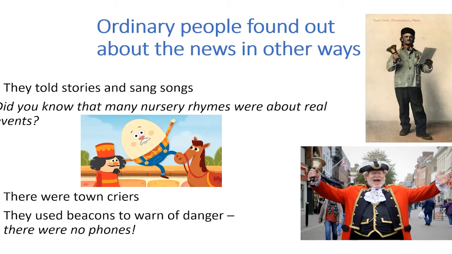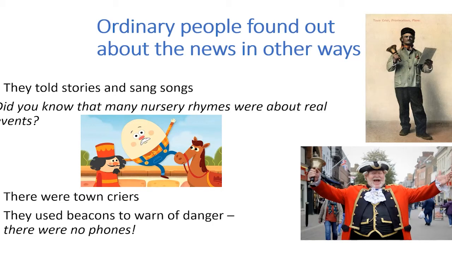Now, if there was some kind of danger today, if there was a war or something like that, then we would be able to find out that news really quickly. Not only are there newspapers, but we have radios and TVs and phones and the internet. But in the past, they didn't have any of those things.